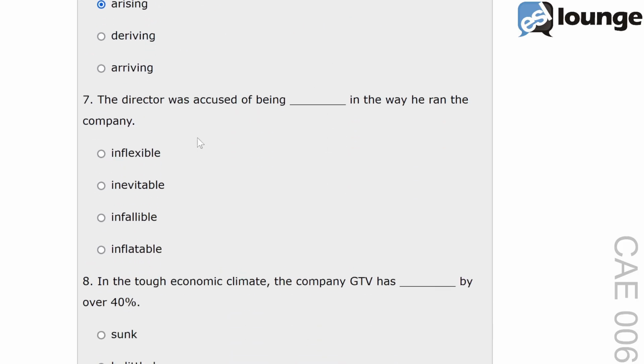Question 7. The director was accused of being blank in the way he ran the company. The options are inflexible, inevitable, infallible, and inflatable. The correct answer is inflexible.